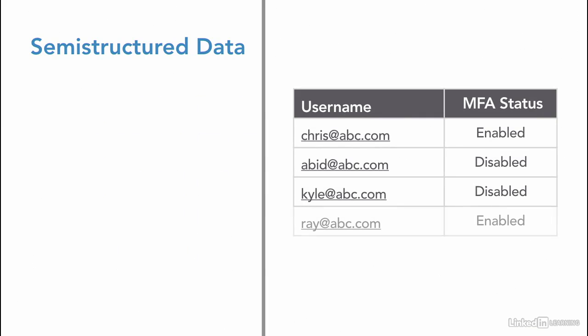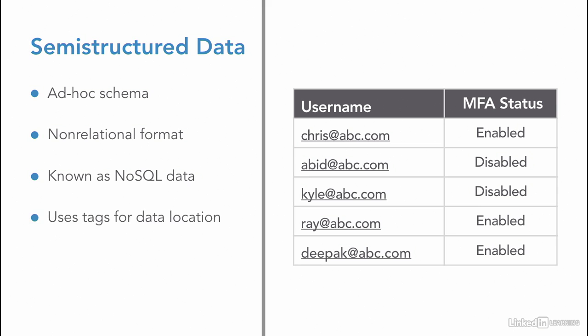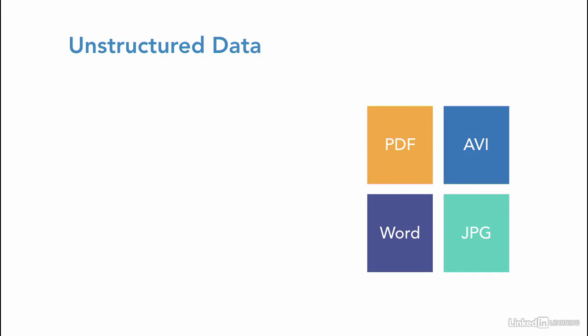Azure Storage will also support semi-structured data, which uses an ad hoc schema and has a non-relational format. You may also hear semi-structured data referred to as NoSQL data. It uses tags for data location instead of mapping rows and columns. Typical usage for semi-structured data includes tab delimited files, CSV files, as in my example here, XML and JSON files.